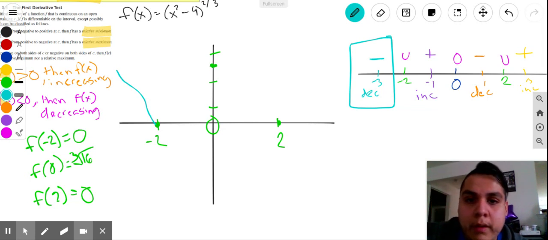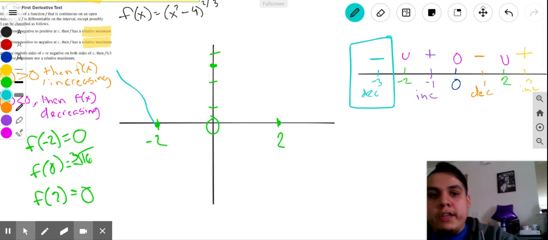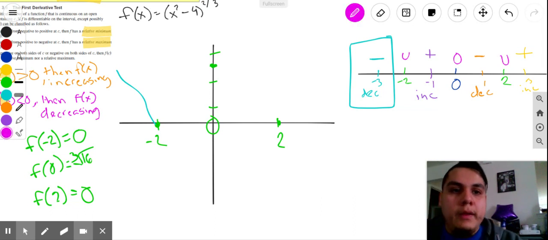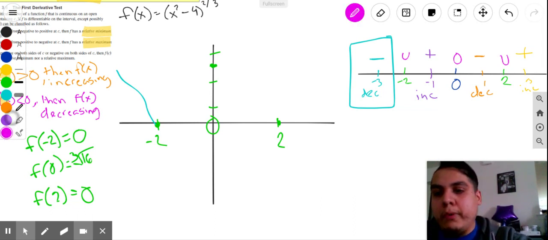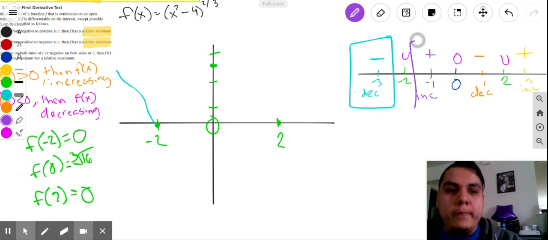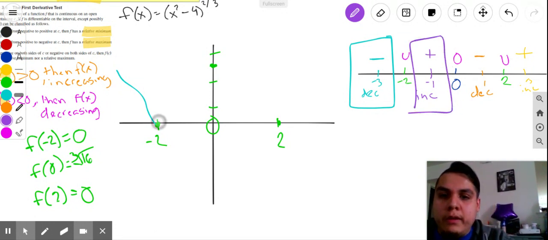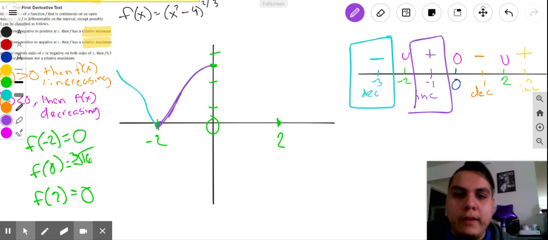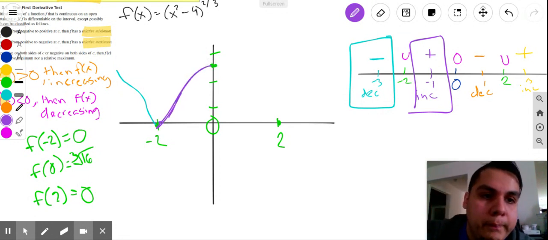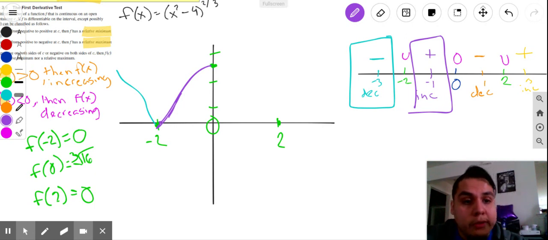Then it stops. And then over here in the purple area, I see that this is now increasing. So now from here, it's starting to go up. And it continues to increase till I get to that point. Then I get 0, so I get a horizontal tangent line right there, because that's what it means for your derivative to equal 0. Fun fact.